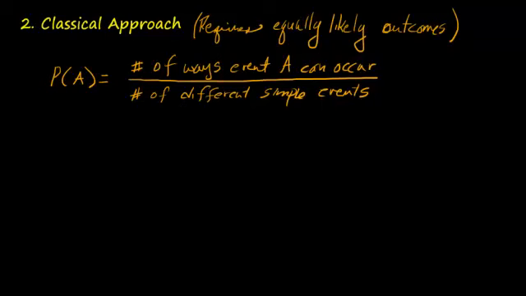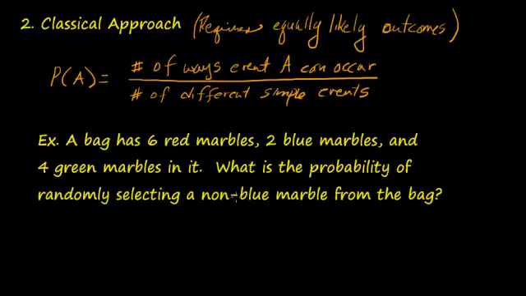Okay, so an example of the classical approach would be a bag has 6 red marbles, 2 blue marbles, and 4 green marbles in it. What is the probability of randomly selecting a non-blue marble from the bag? So again, let's look at our sample space.